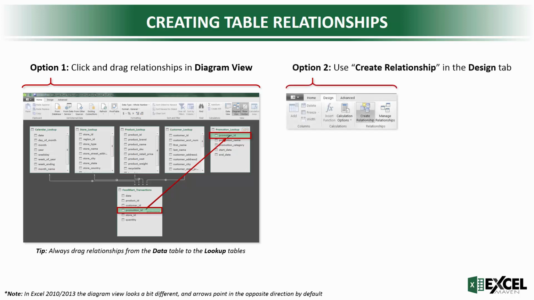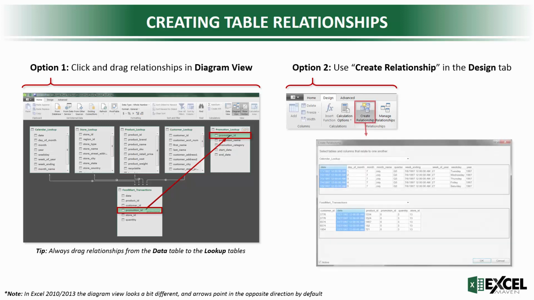Option two is to use the Create Relationship button in the Design tab in the data model, and that opens up a box like this where you actually select your tables and the related columns. So the benefit of this one is that you can actually see little previews of the values in each table that you're relating. So without further ado, let's jump into our data model and actually build some relationships.